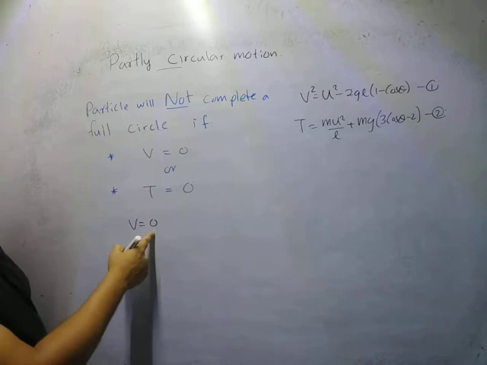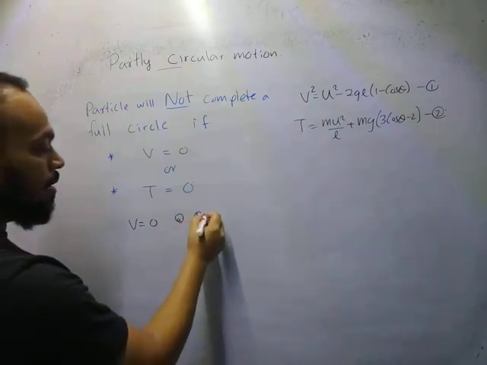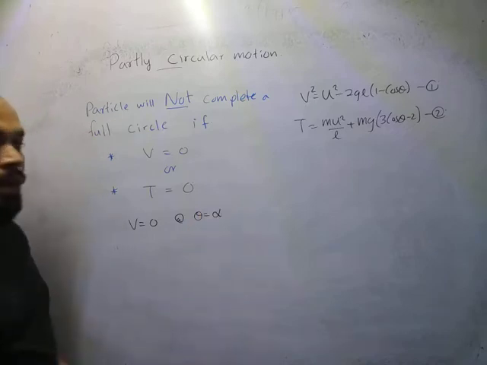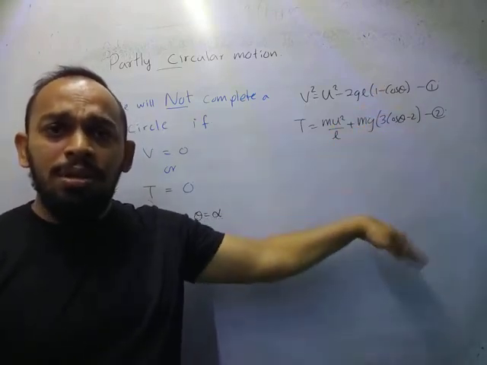Let's say v becomes 0 at a certain angle, theta equal to alpha. When theta becomes alpha. Now theta in general is a function.